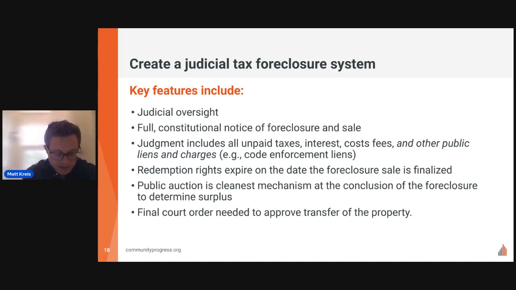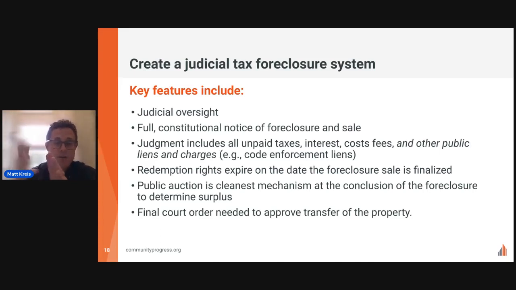We talk about this a lot. A judicial tax foreclosure system that has judicial oversight and full constitutional notice of the foreclosure and sale, where the judgment includes all of the unpaid taxes, interest, costs, fees, and other public liens and charges, like code enforcement liens. We'll get to that in just a little bit. So it's got to include as much as we can, whatever the local government or the taxpayers are expending to take care of that property should be lumped into that judgment.